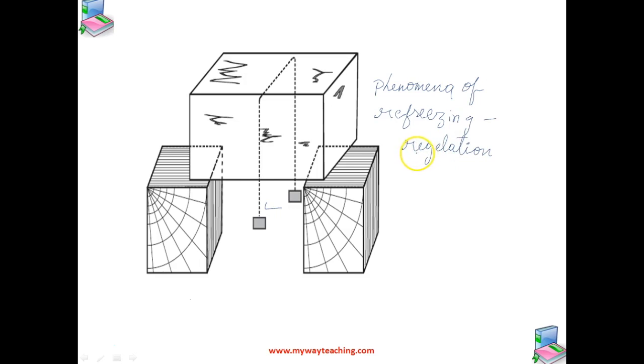Skating is possible on snow due to the formation of water below the skates. Water is formed due to increase in pressure and it acts as a lubricant.